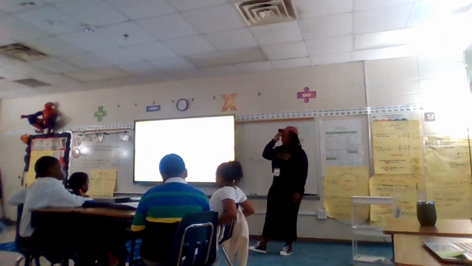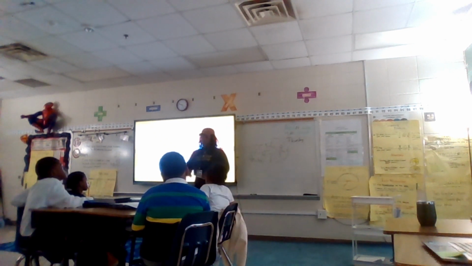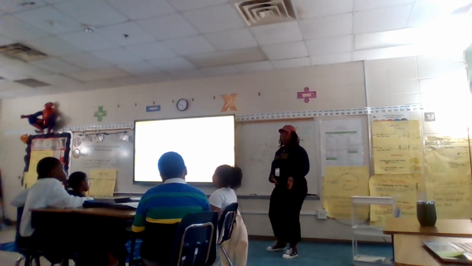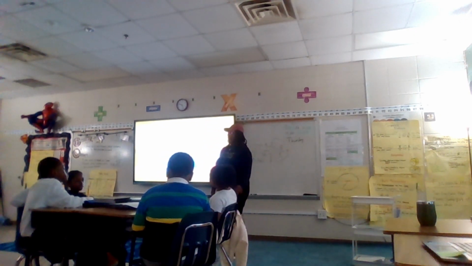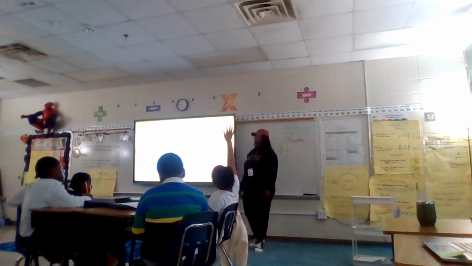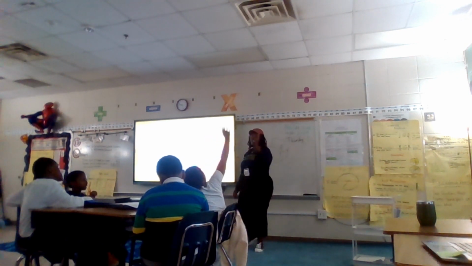With that being said, all of those things that y'all just pointed at have an area and a perimeter. We just don't know it because we don't know the measurements yet. Do you know how to find the area and perimeter? Somebody raise your hand and tell me how you find area. Jamani. Multiplying what? The shape.